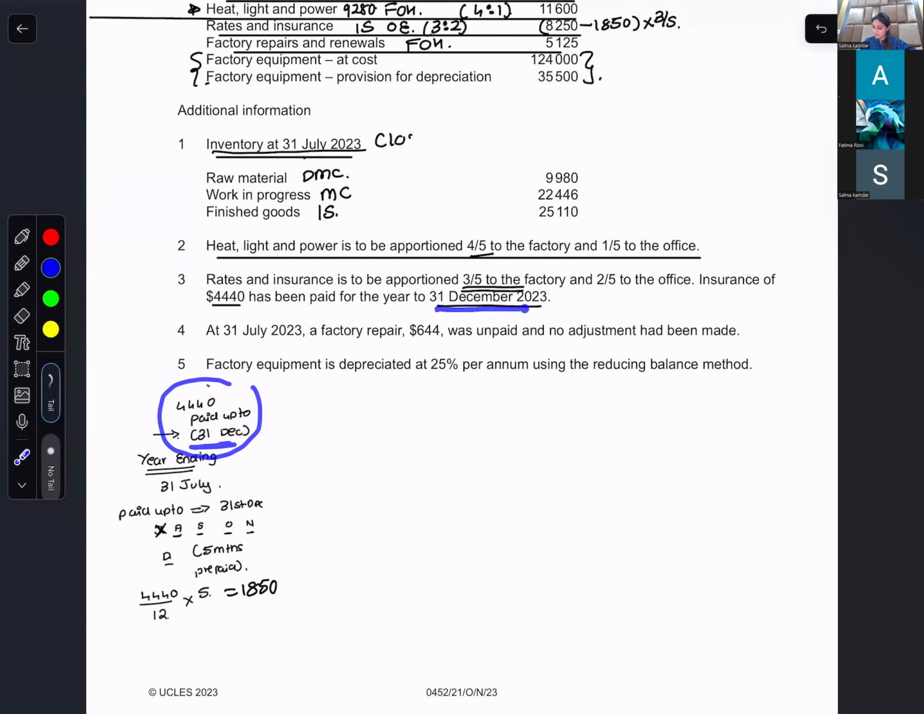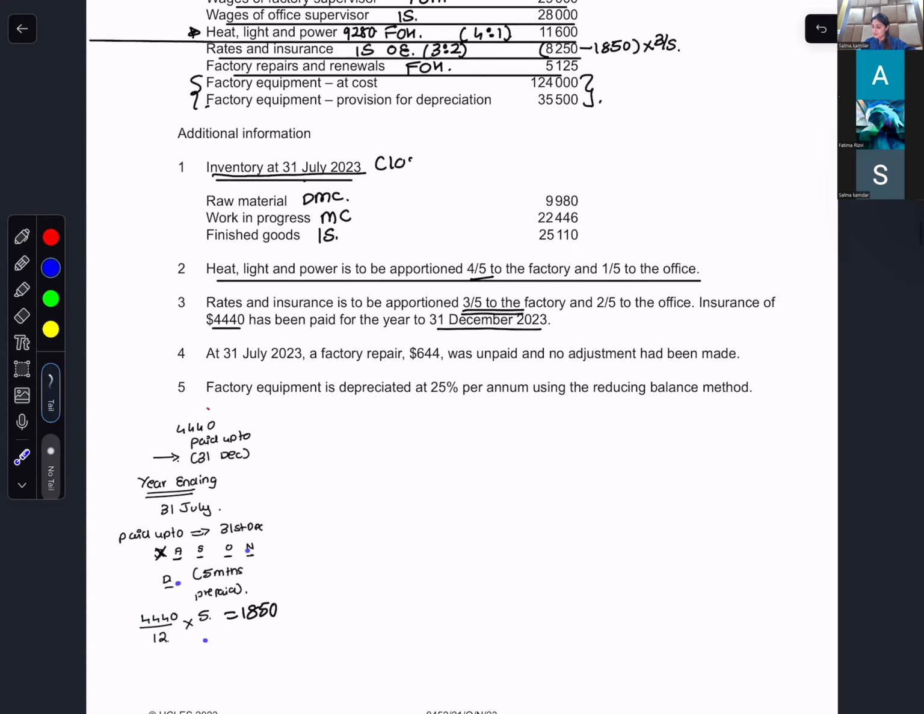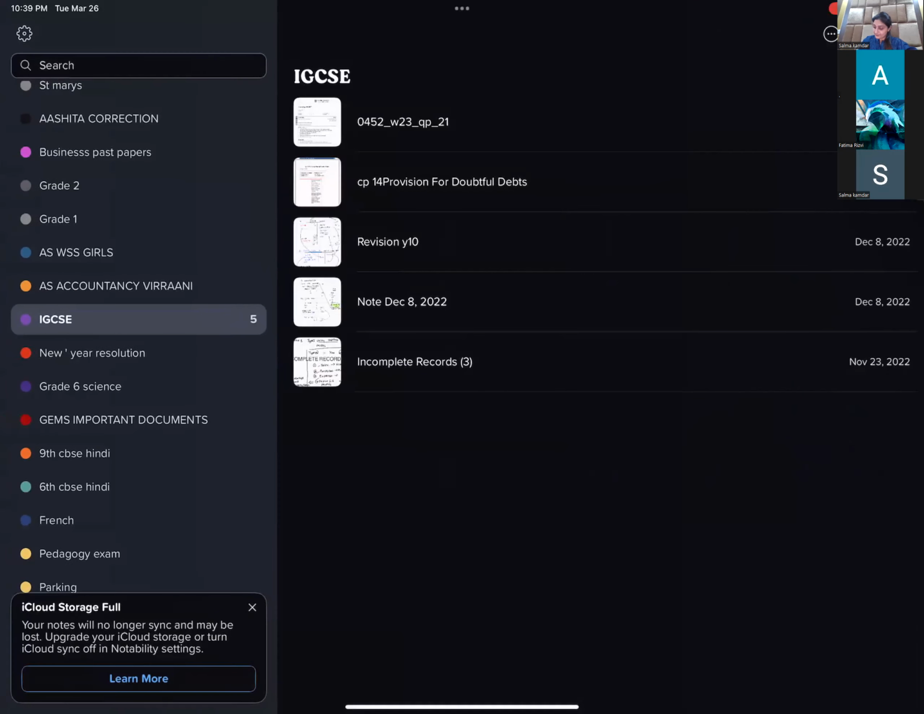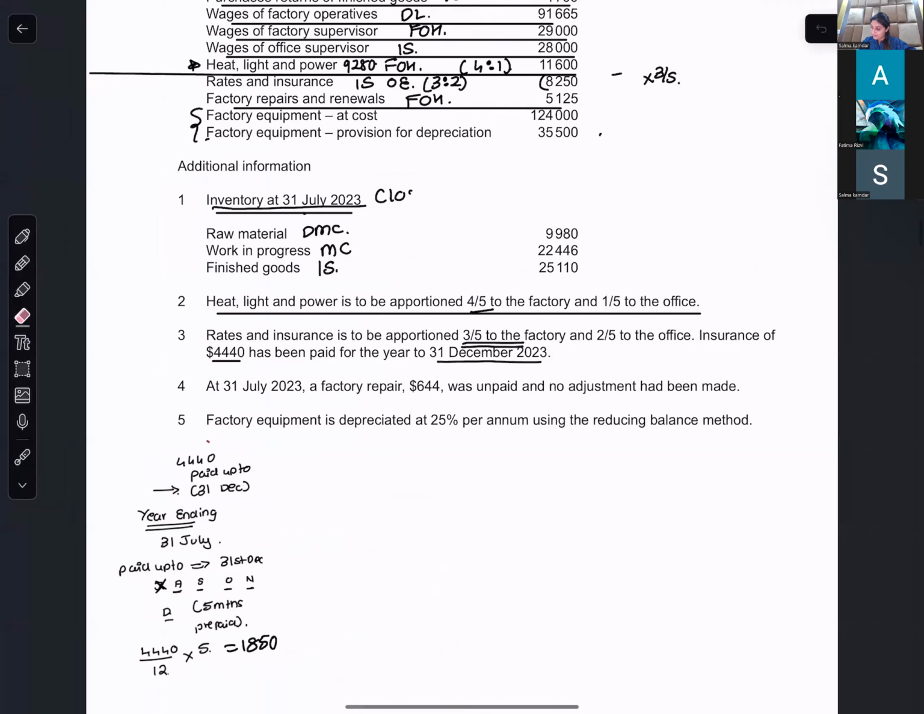Okay. So I just want to know for how many months it was prepaid. So whatever 4440 was paid, it was paid for 12 months, ending 31st of December. So you have paid for how many months extra? 1, 2, 3, 4, 5 months. 5 months extra. So that you will subtract from here. This is prepaid. Are you with me? Yes.